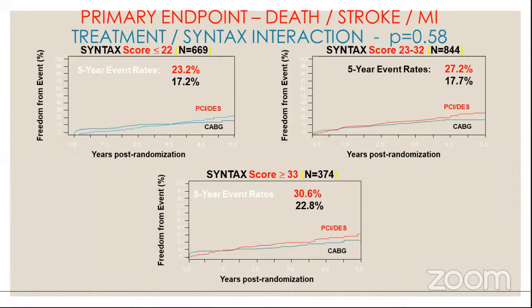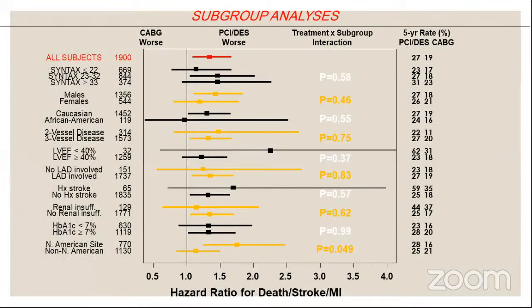Regarding the SYNTAX score of 33 and more, meaning more complex coronary artery disease, after 5 years of follow-up, PCI patients had a 30.6% rate of developing the event, and people with CABG had a rate of 22.8%. So what we can realize from this picture is that PCI was almost worse than CABG in all the prospective subgroups, and all the variables were in favor of CABG as the revascularization technique to be followed.